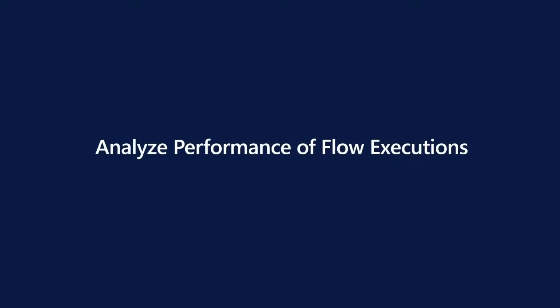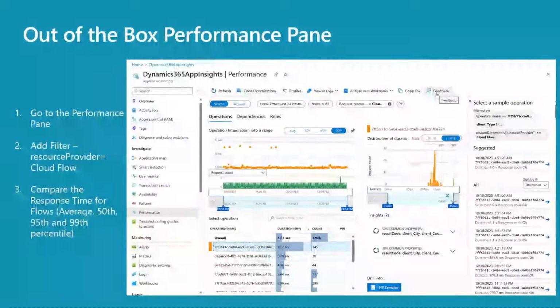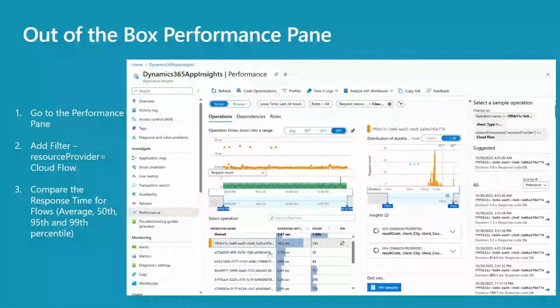Analyze performance of flow executions. We could have used a metrics pane to look at the server response time, but the out-of-the-box performance pane gives us many more options. Let's have a look. Here is the performance pane under Investigate. I have already added a filter, request resource provider is equal to Cloudflow, to filter out the Power Automate executions. This chart can give me much more than just the average response time. I can look at the 50th, 95th, and 99th percentile of response time. At the bottom here, I have a table displaying operation name, duration, and the count. The operation name is representing the flow IDs.